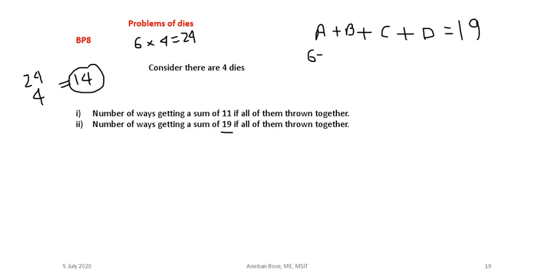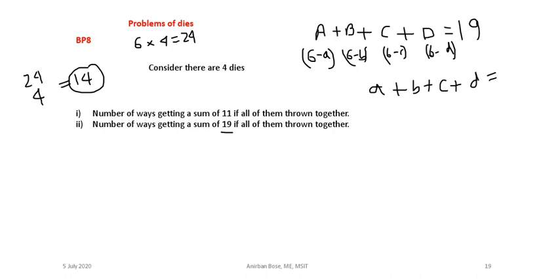Let us put A as 6 minus A, B as 6 minus B, C as 6 minus C, and D as 6 minus D. If we put that, then definitely you can see that A plus B plus C plus D is equal to 4 sixes are 24, so 24 minus 19 is equal to 5. So A plus B plus C plus D is equal to 5. Now how many such solutions are possible?